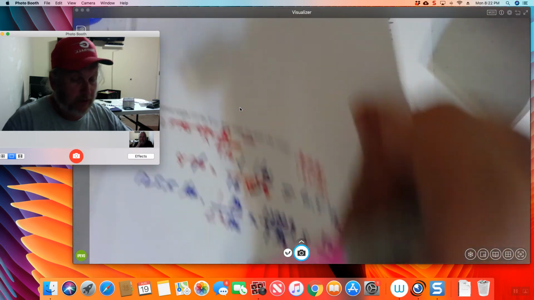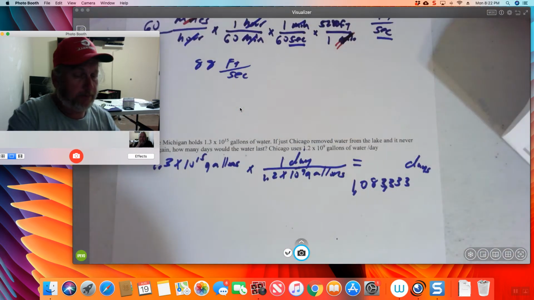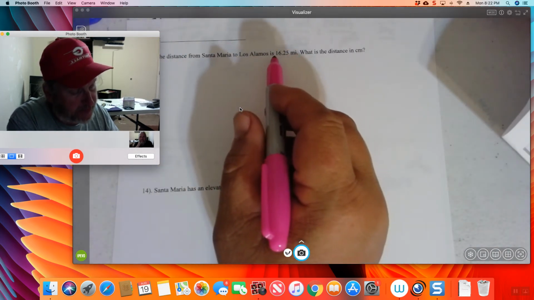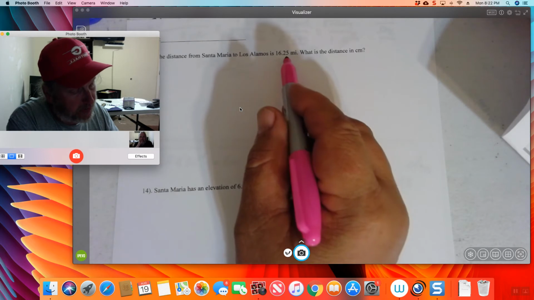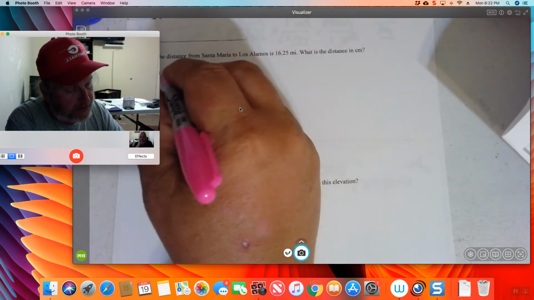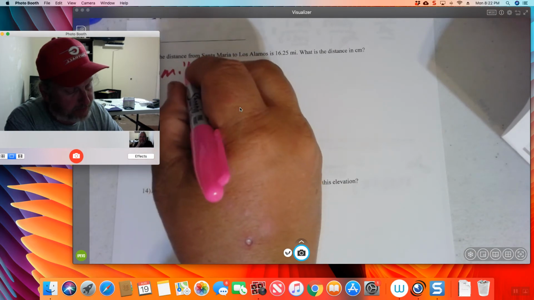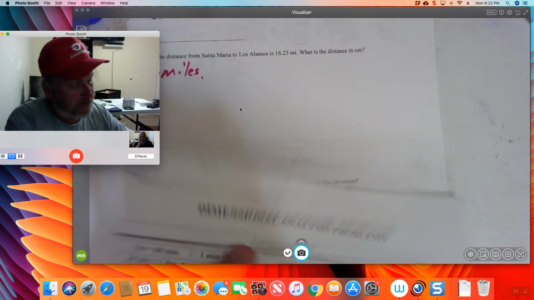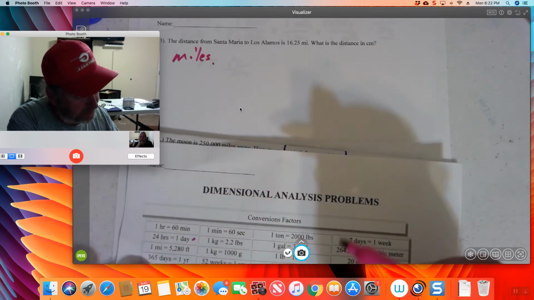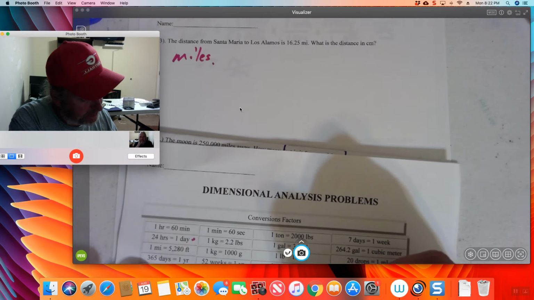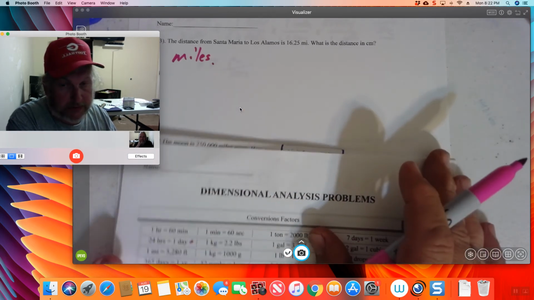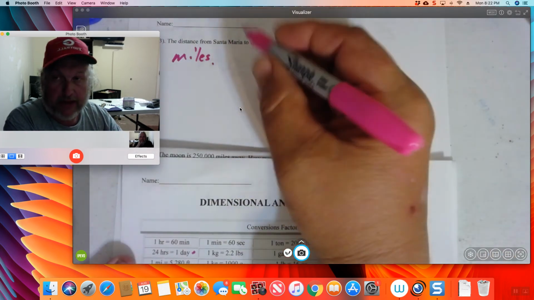So let's work a couple more. The distance from Santa Maria to Los Alamos, that's New Mexico, is 16.25 miles. What is that distance in centimeters? So let's write our miles first. We need to find a dimension we can use. Let's see, we've got miles and feet. That's not going to help me out much. 1 yard. Oh, look, there's kilometers and miles. So let's get it down to kilometers. Then we can put that into centimeters.